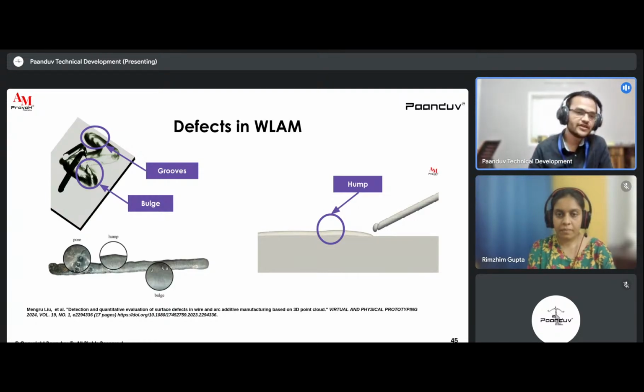In the image on the left hand side, you can see that we have simulated a complex set scan pattern with AM Pravah, and AM Pravah is capable of capturing defects like groove formation and bulges. On the right hand side, we have simulated a single bead deposition, and we are able to capture with AM Pravah the hump formation in the deposited bead.